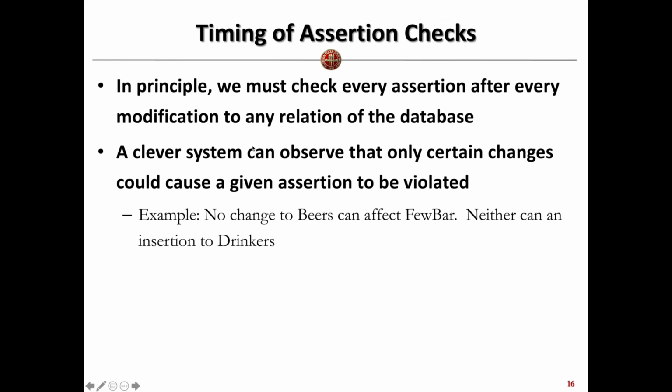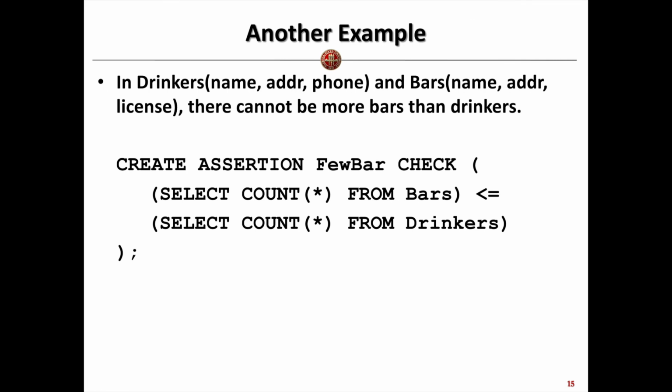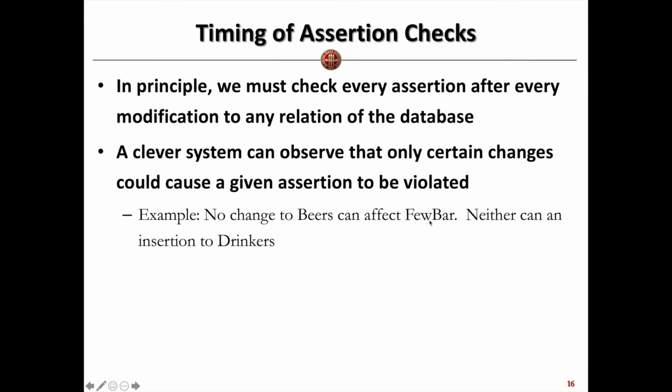I'd like to make more clarifications on the timing of these assertion checks. In principle, we must check every assertion after every modification to any relation of a database system. However, a clever system can observe that only certain changes could cause a given assertion to be violated. We can just use the FewBar assertion we created before, right? No change to the Beers can affect FewBar, because this assertion is created on the Bars and Drinkers, right? If we make some changes to the Beers table, it has nothing to do with the FewBar assertion, right?